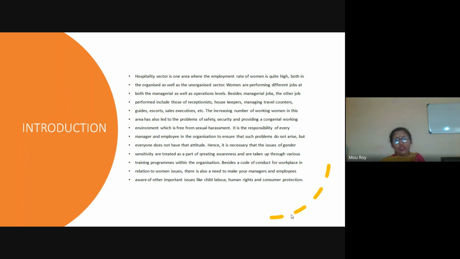On the other side, the staff who are working there also need to ensure that the organization they are working for, or will be working for, has proper safety and security, and that the safety and security measures are properly taken care of. They should also provide a congenial working environment which is free from sexual harassment, because a lot of cases have been pending for many years in court, all about sexual harassment. So you have to be very strict on this.